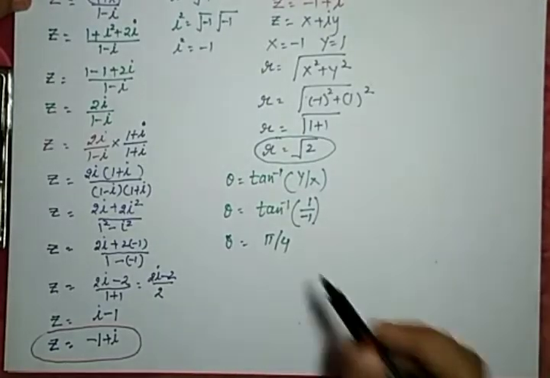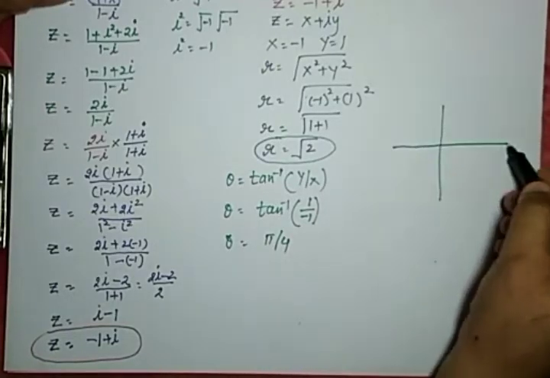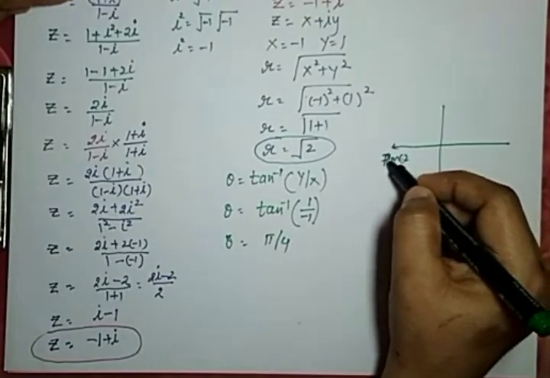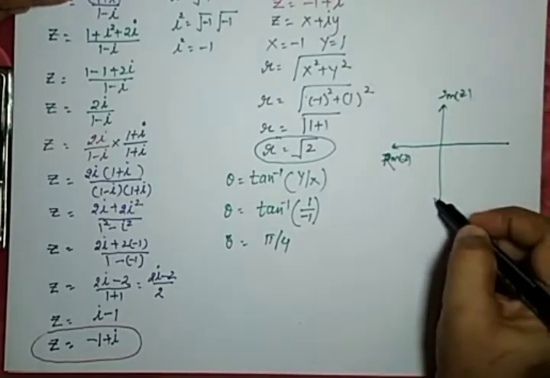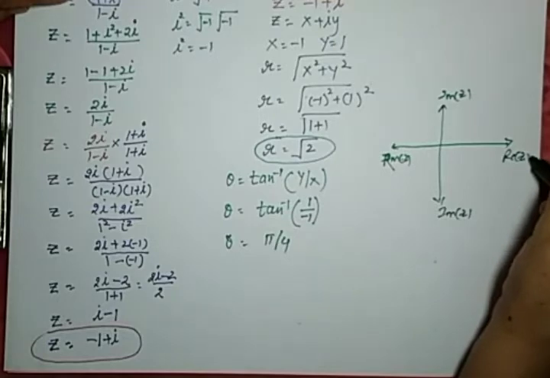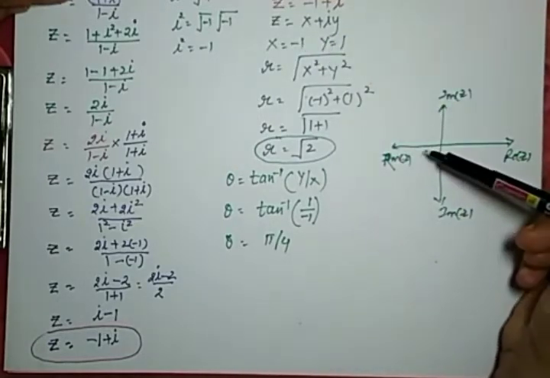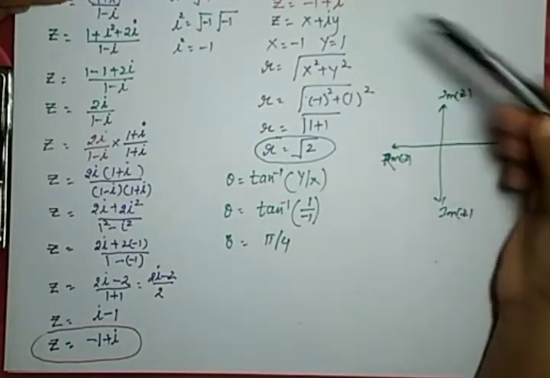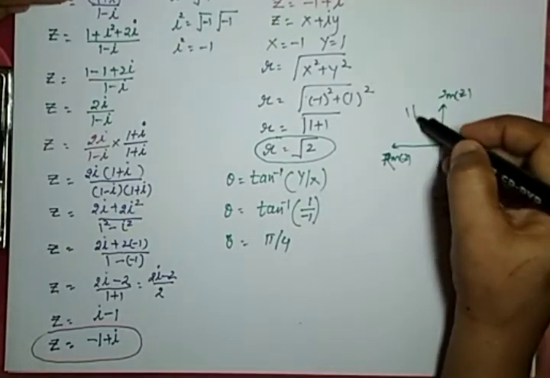So check, where does our number lie? This is our Argand diagram, and this is imaginary z, real z, and here it is imaginary z, and this was our real z. Okay, so where does our number lie? Our x is negative, but the imaginary part is positive. So our number is lying somewhere here. It is in the second quadrant.